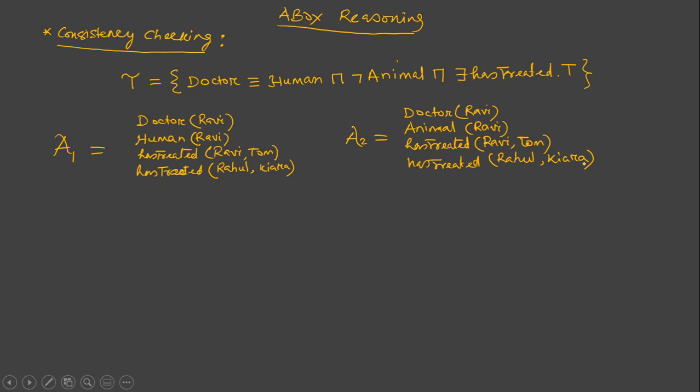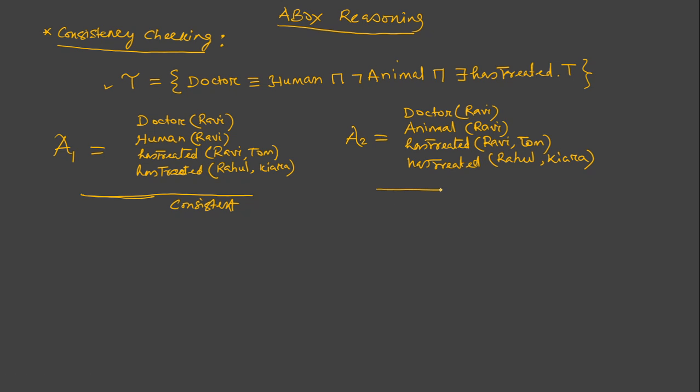If we look at this A box A1 and try to see whether it is consistent with this T box or not, you see that Ravi is a doctor, and Ravi is also human, and not animal means Ravi will be a member of not animal, and Ravi has treated at least someone. So this particular A box is a consistent A box with respect to this T box.